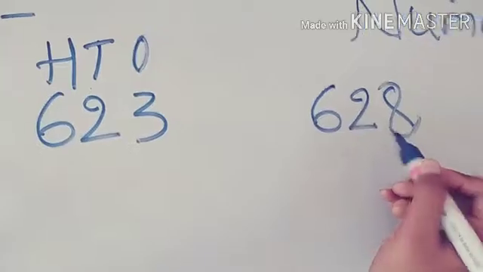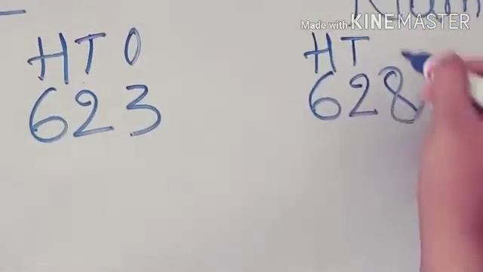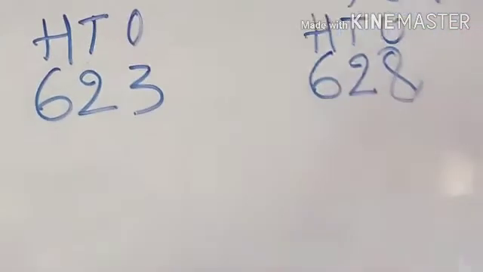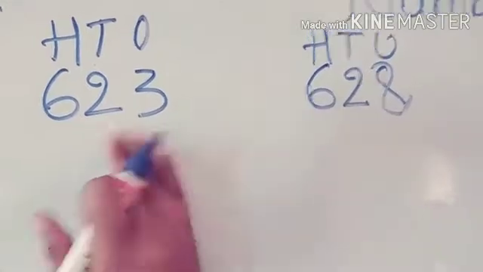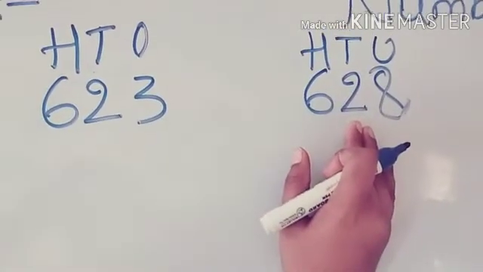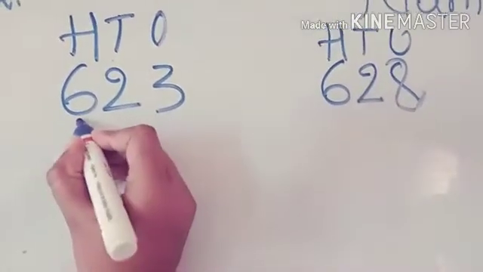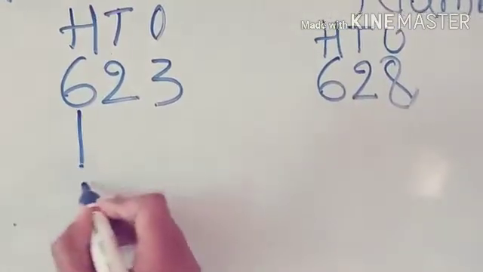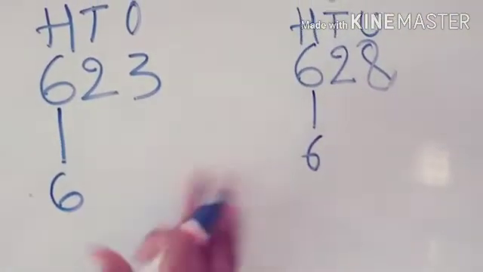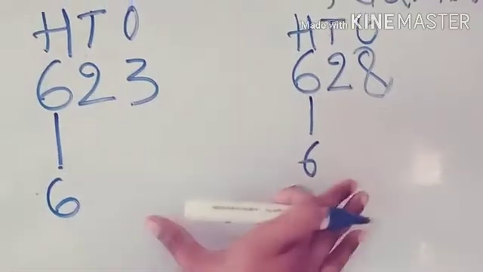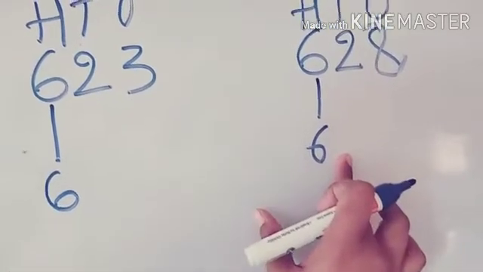And in this number, 6 is in hundreds place, 2 is in tens place, and 8 is in ones place. So students, first we will start the comparison of numbers at hundreds place. In this number it is 6 and here it is 6. It means that the numbers at hundreds place are same.